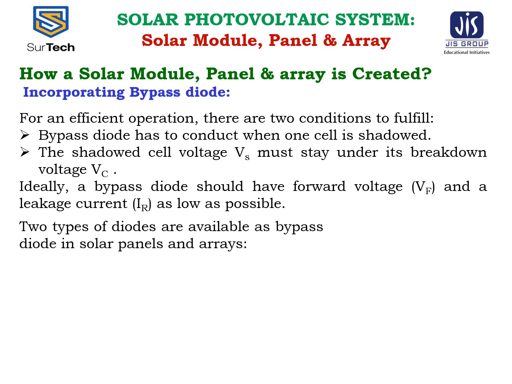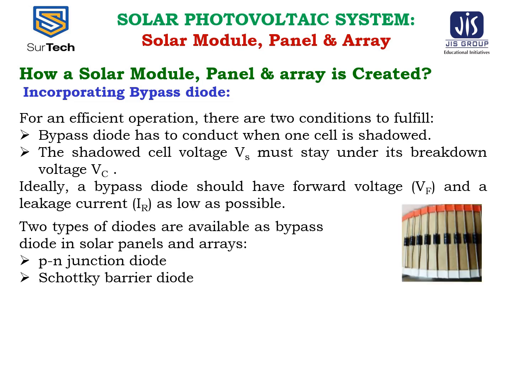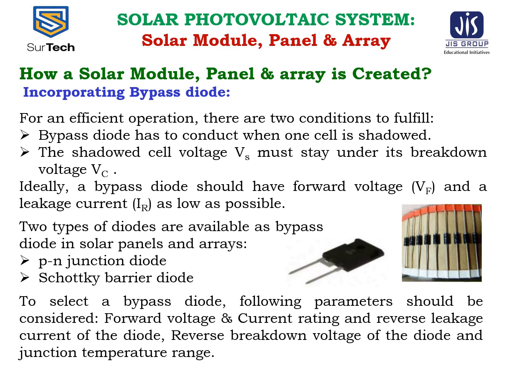Two types of diodes are available as the bypass diode in solar panels and arrays. One is the PN junction diode and another is the Schottky barrier diode. This is the PN junction diode and this is the Schottky barrier diode. To select a bypass diode, the following parameters should be considered: the forward voltage and the current rating, the reverse leakage current of the diode, the reverse breakdown voltage of the diode, and the junction temperature range.